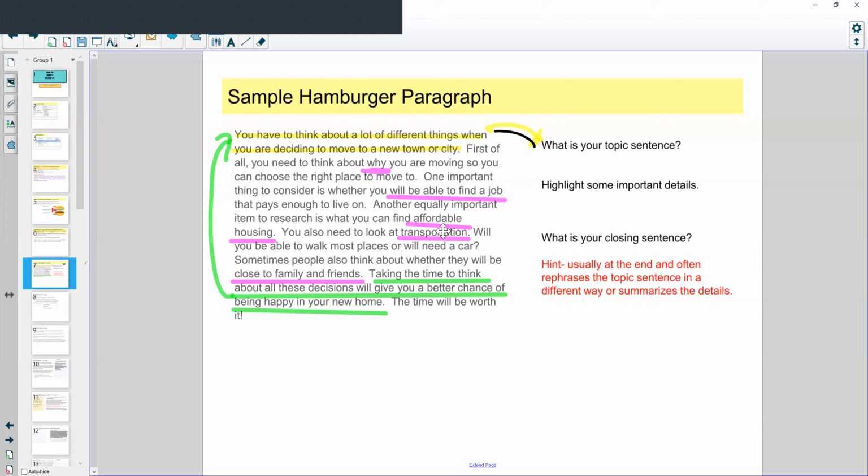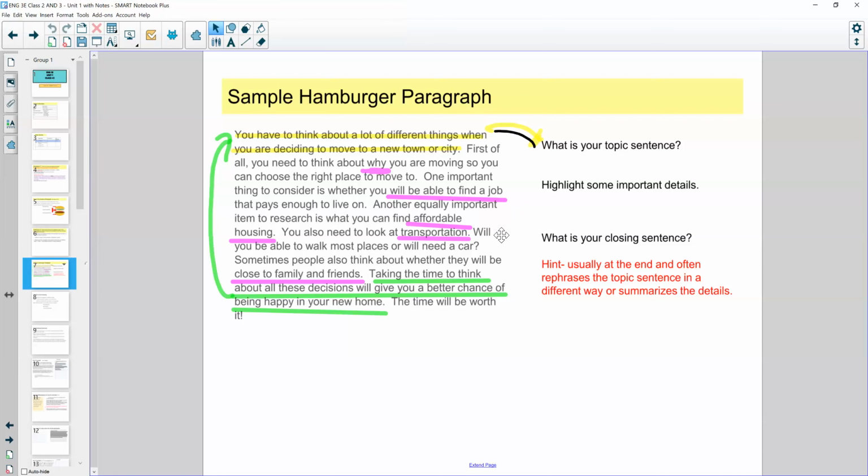Sorry, mistake there. You also need to look at transportation. Will you be able to walk most places, or will you need a car? Sometimes people also think about whether you'll be close to family and friends. Taking the time to think about all these decisions will give you a better chance of being happy in your new home. The time will be worth it.